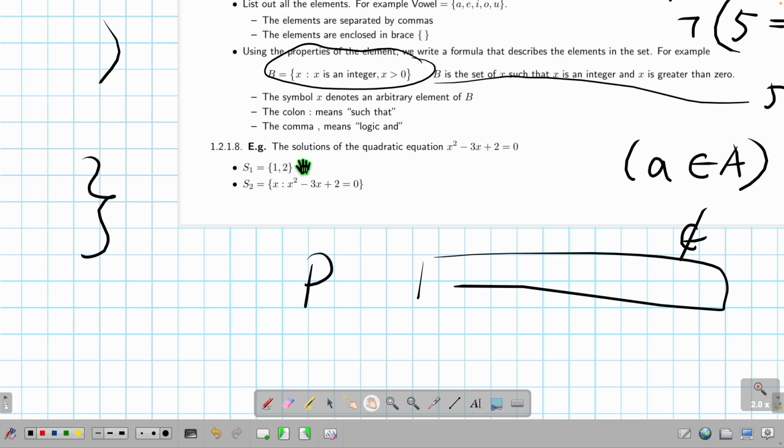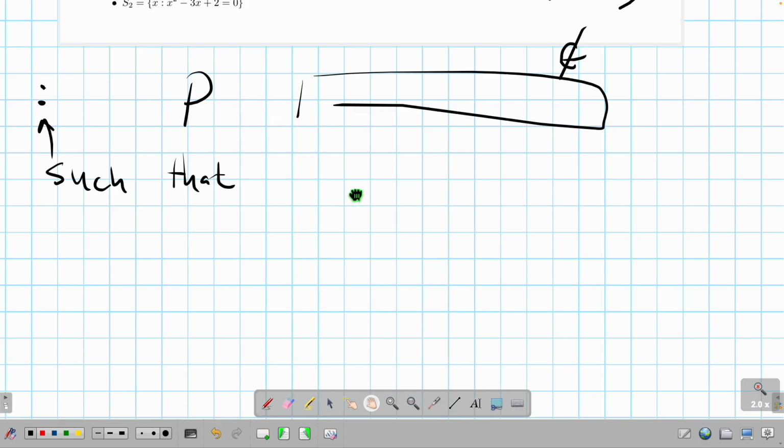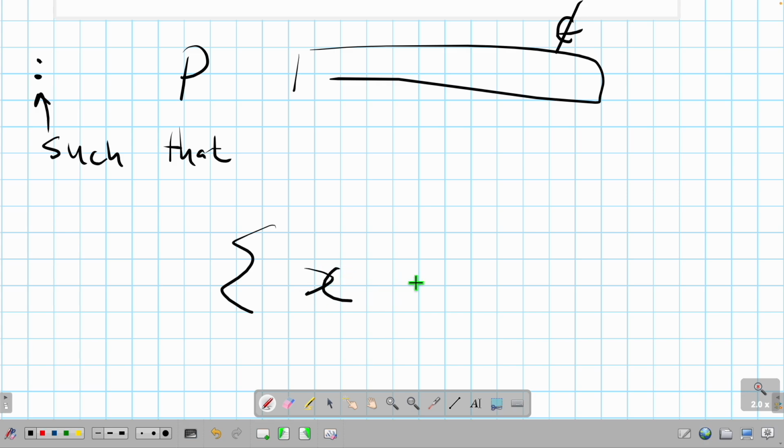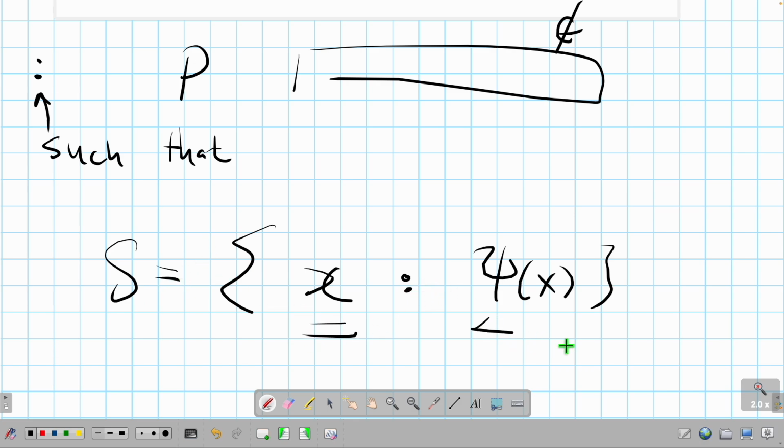Or let's say you don't know how to solve this. Suppose you don't know how to solve this. Then you just say x, colon, this thing. What is this colon? It's not a normal colon, it's a special one. It means such that. Okay? That means x colon phi(x) means I have a set S defined as all the stuff x such that this proposition is true.